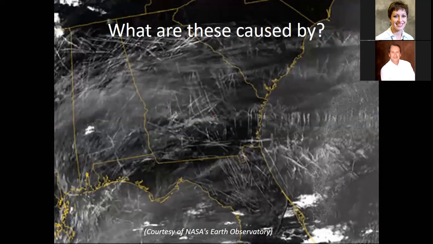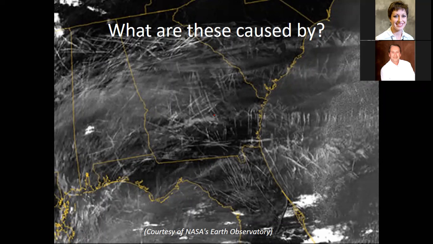Now, what are these? We got these long, straight clouds associated with this area. This is a satellite view. And no, if you're up in a space station, you would not see the individual lines of the states. But these are all formed from jet engine emissions. These are contrails.